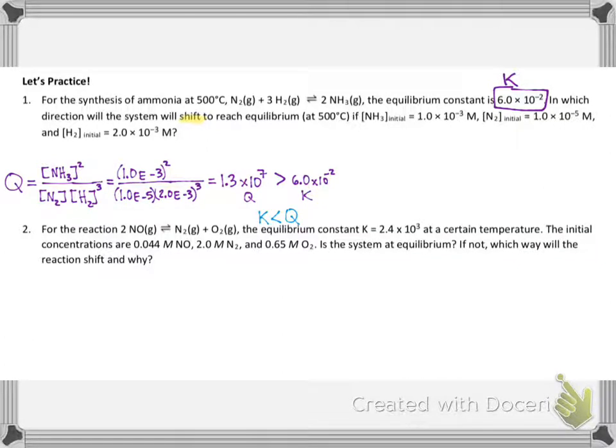Since we wrote it in alpha order, that means we can use that less than sign as an arrow, showing that this reaction is going to have to shift left to reach equilibrium by increasing the concentration of reactants and decreasing the concentration of products.